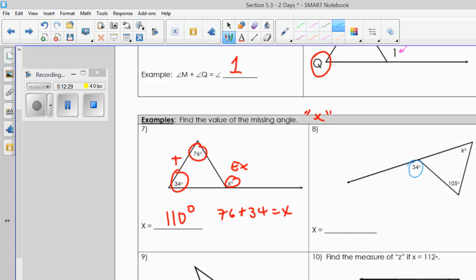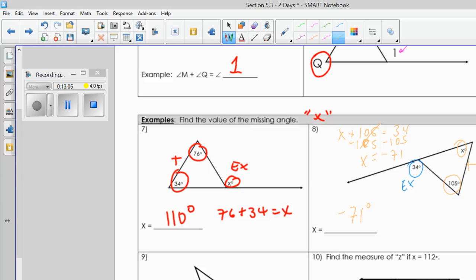So look at this. Here's our exterior angle. 105 and X are your interior angles. Those will add to equal 34. So we're going to go X plus 105 equals 34. This is a little different because in our last problem, our exterior angle was our variable. This time our variable is one of our remote interior angles. So we're going to subtract 105 on both sides, and we're going to end up getting X equals negative, what is this, 71 degrees.